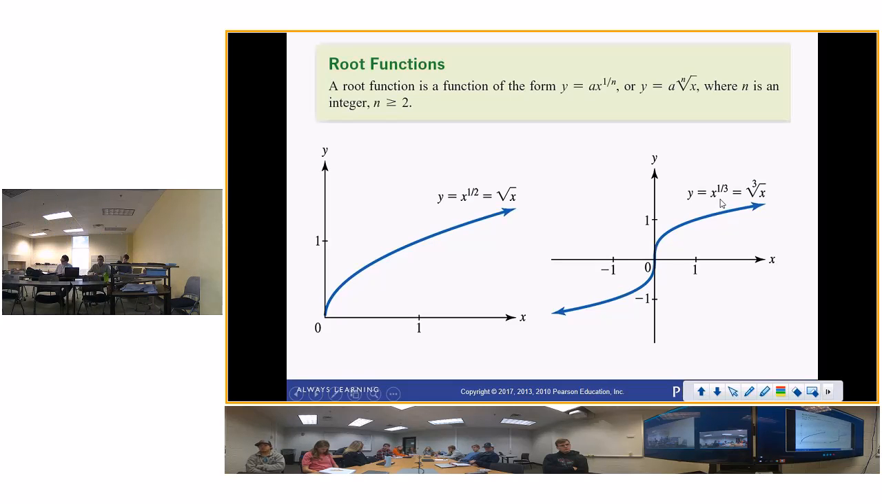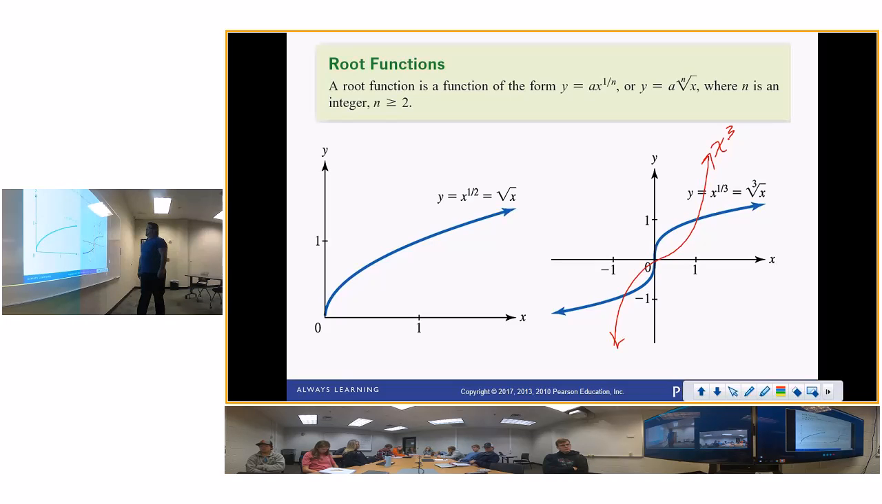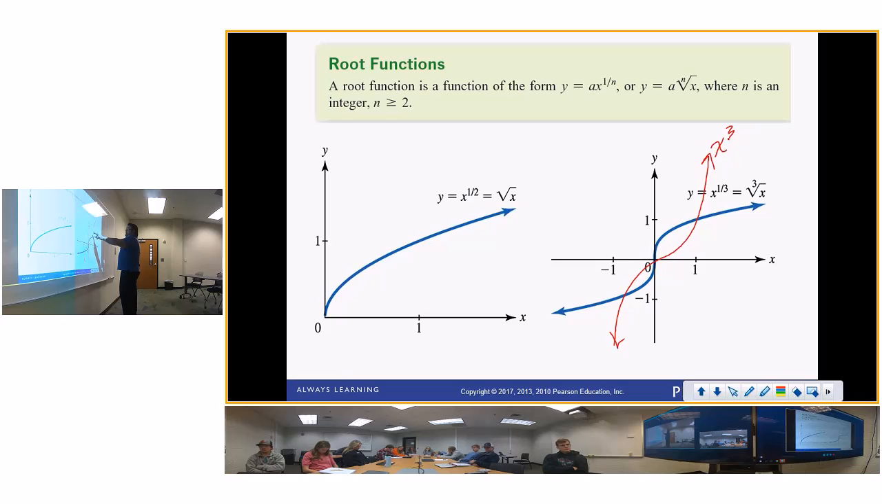What do I mean by vertical? Well, here's the vertical. That's x to the what? X to the 3rd. You see what happens? The x to the 3rd is vertical. The x to the 1/3 is horizontal.